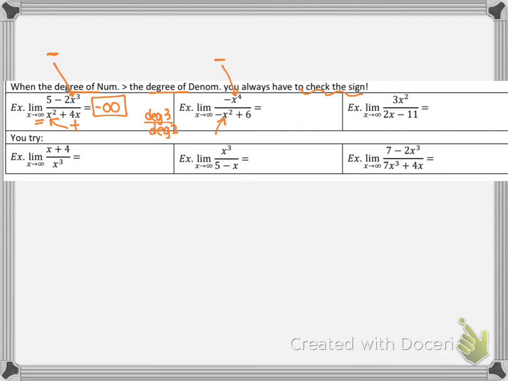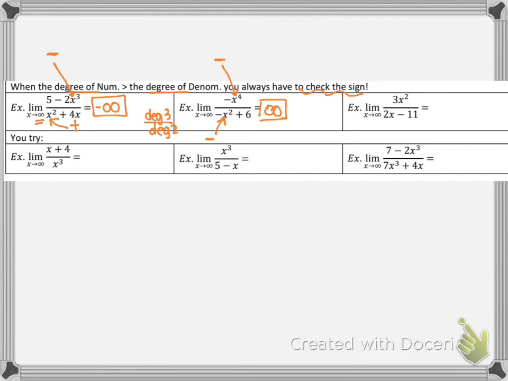Same thing on the bottom. The 6 is insignificant when we plug in a huge number. Let's square a big number, stays positive. Multiply it by a negative, it becomes negative. So if we have negative divided by negative, our answer is positive infinity.